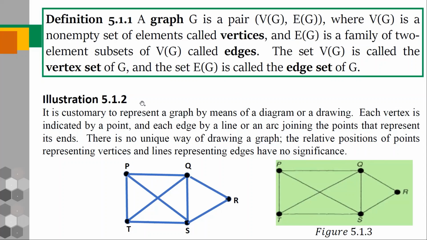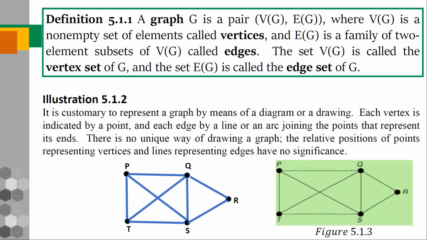So each vertex is indicated by a point, and each edge is by a line or an arc joining the points that represent the ends. Okay, there is no unique way of drawing a graph. The relative positions of points representing vertices, lines representing edges, have no significance. So, ingon ani na siya class, ang graph consists of vertices and edges. So, ang vertices katong points, ang edges katong line.